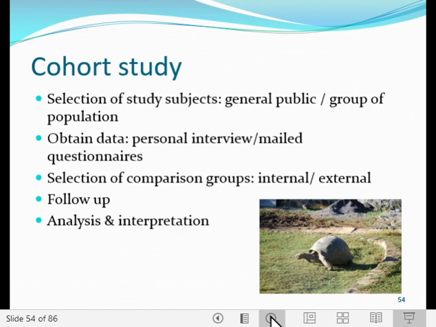Next we come to the steps of cohort study, that is, selection of study subjects. It can be from the general public or a group of population. We come to each step in detail. Then obtain the data either by personal interview or by mailed questionnaires. Selection of comparison groups can be internal or external. Then follow up, and analysis and interpretation.